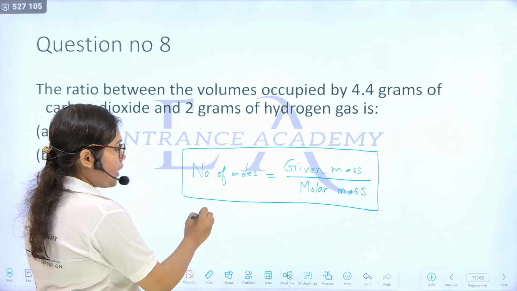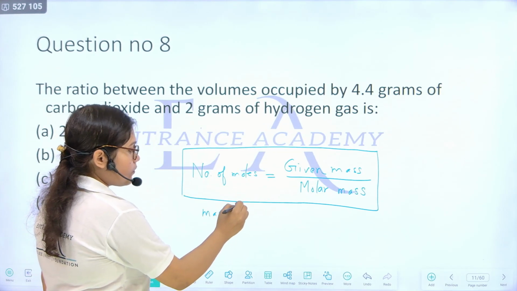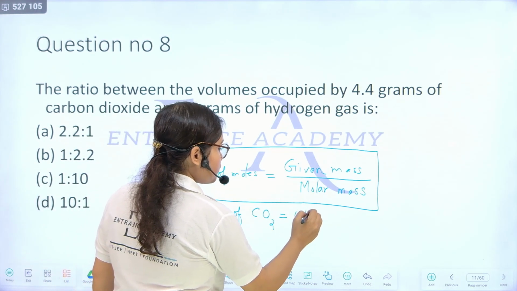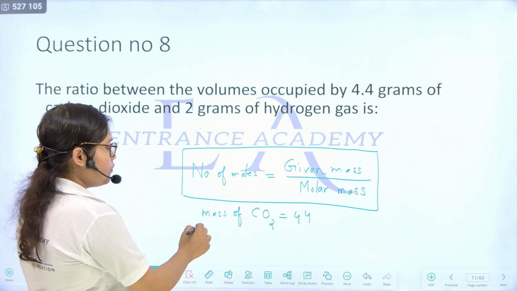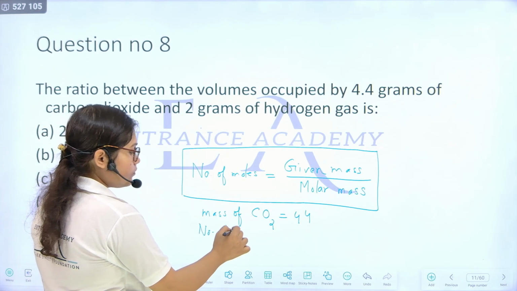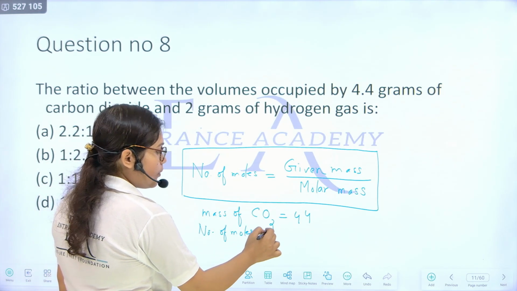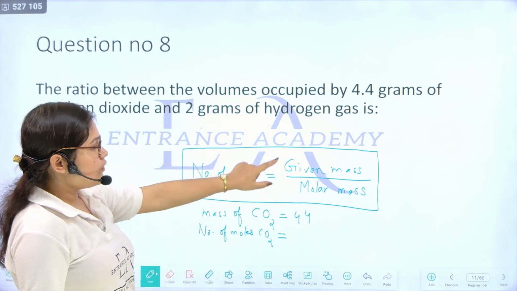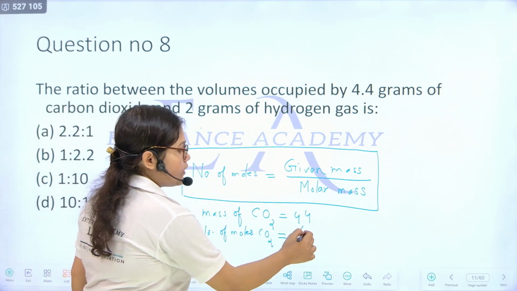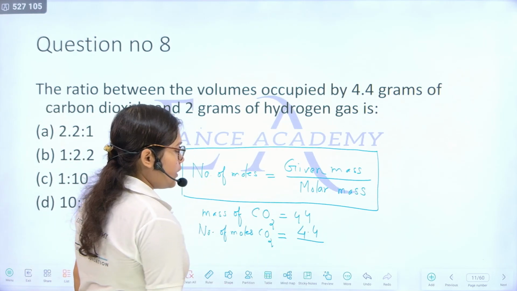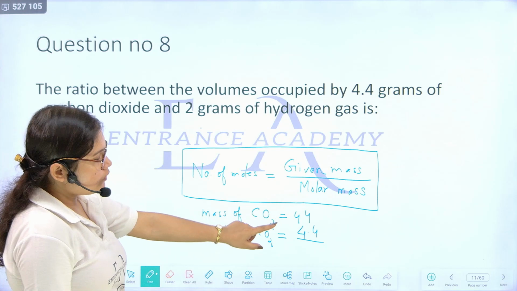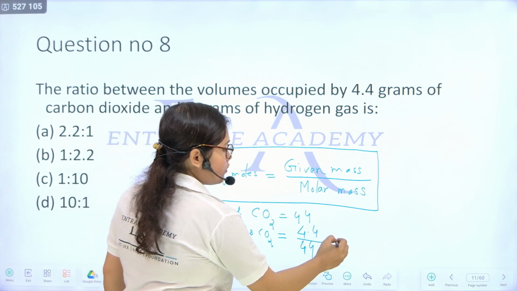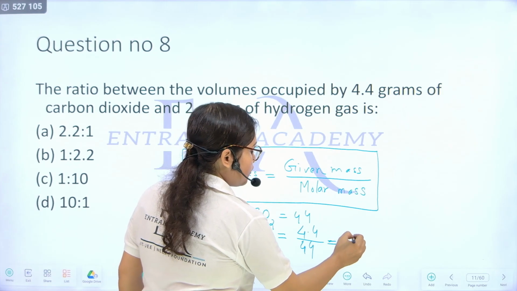First, the molar mass of CO2, that is 44. So the number of moles of carbon dioxide, according to the formula given mass by molar mass, given mass 4.4 gram, so that is 4.4 divided by the molar mass of carbon dioxide, that is 44. Okay, so the answer is 0.1.